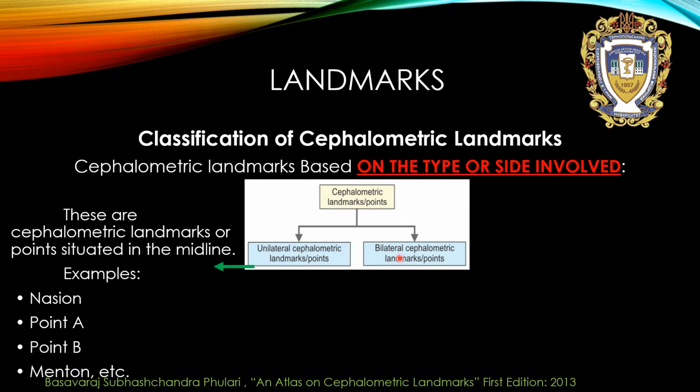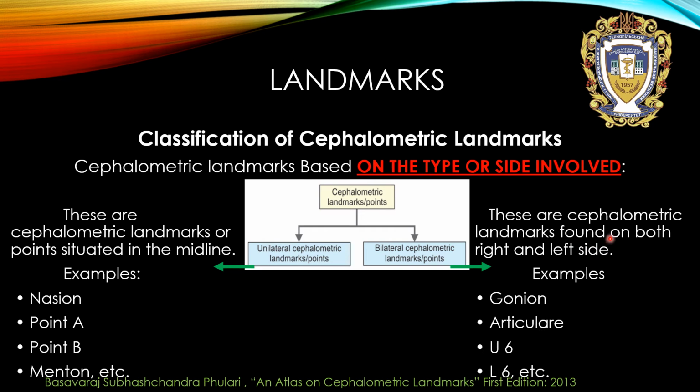But bilateral cephalometric landmarks or points are cephalometric landmarks found on both right and left side. Examples of these landmarks are gonion, articulare, upper 6, lower 6, etc.